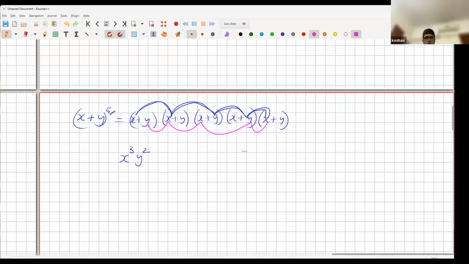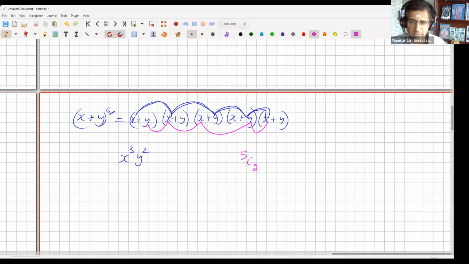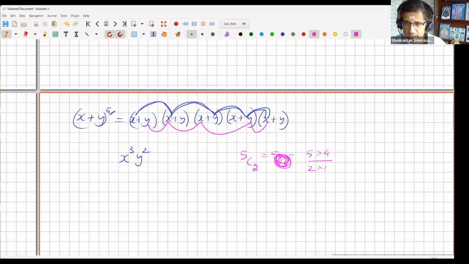So that is your 5 choose 2 or 5 choose 3. Either way. Either I can say, of the 5 terms, give me 3 terms from which I'll pick the x, or equivalently, give me 2 terms from which I pick the y. Automatically, from the remaining terms, I'll pick the x. And since there are 5 choose 2 of them, which is 5 into 4 by 2 into 1. If I look at 5 choose 3, it's 5 into 4 into 3 by 3 into 2 into 1. Effectively, these two are the same.